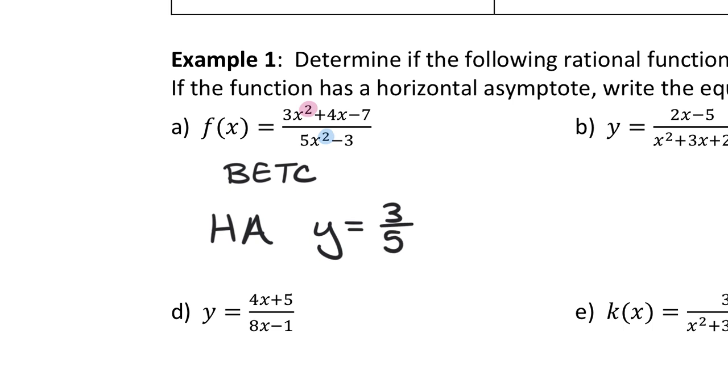The leading coefficient, yes. I just look at the leading coefficient of the polynomial on top, 3, and the leading coefficient of the polynomial on bottom, 5. Boom, there's my horizontal asymptote. This graph would flatten out at 3/5. Horizontal asymptote, thank you for asking. That's a lot of letters, so I just write HA, but yes, horizontal asymptote.